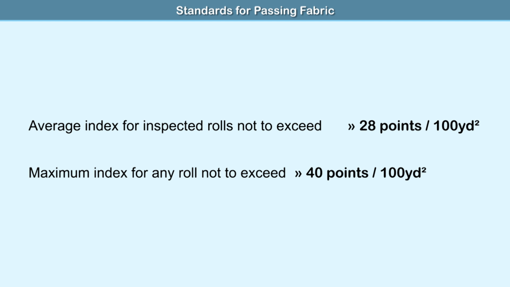Standards for passing fabric. The average index for inspected rolls is not to exceed 28 points out of 100 square yards. The maximum index for any roll is not to exceed 40 points per 100 square yards.